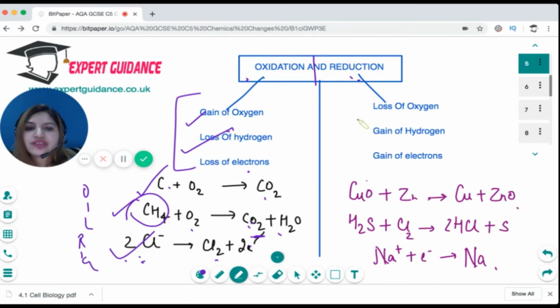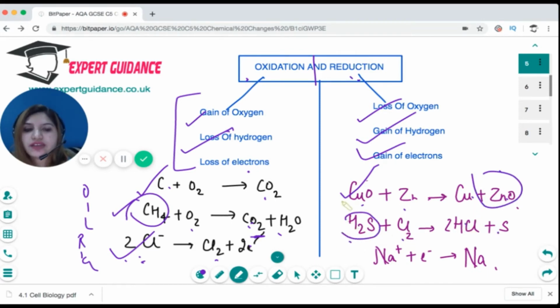For reduction, it's loss of oxygen, gain of hydrogen, or gain of electron. So copper oxide plus zinc is copper and zinc oxide. So there's loss of oxygen by the copper, gain of oxygen by the zinc. H2S plus chlorine is HCl plus sulfur, loss of hydrogen by the H2S, and Na+ plus electron is Na, a gain of electron by the sodium.